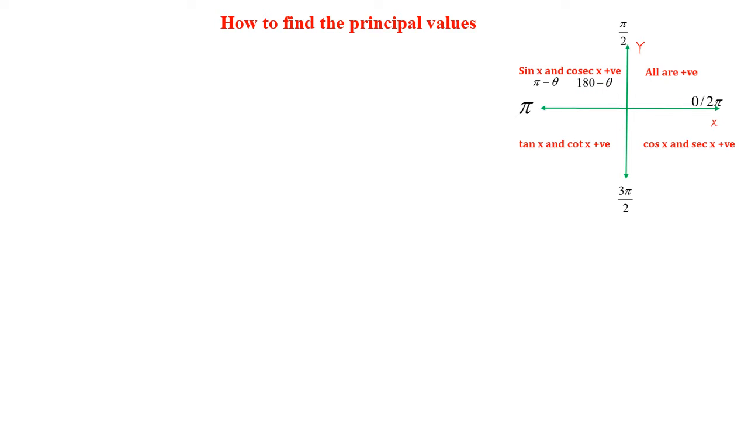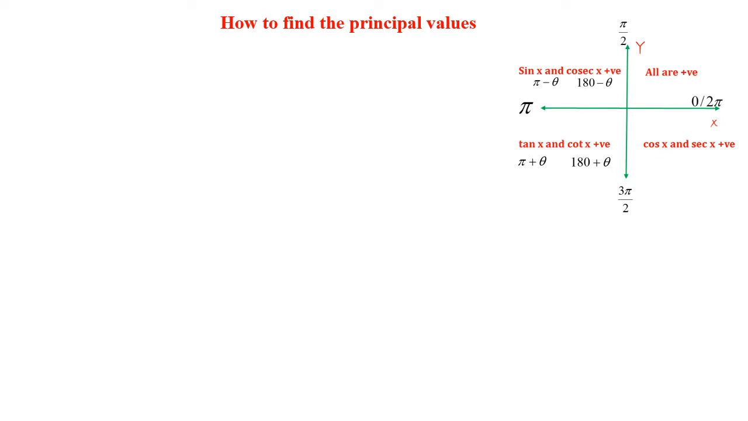Then if you want to go to the third quadrant, what we have to do is pi plus theta, or 180 plus theta. We just replace pi and put 180, that's all. That means it is automatically converted into degrees. So pi plus theta or 180 plus theta.